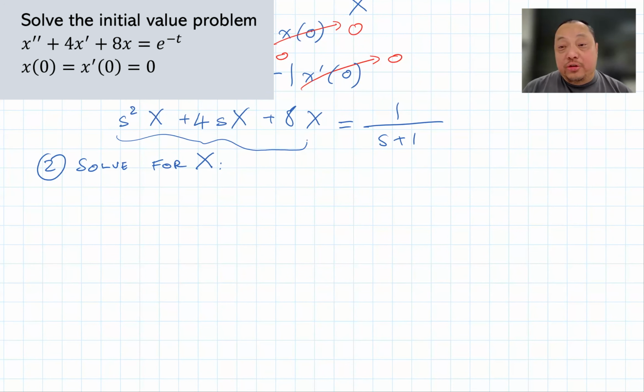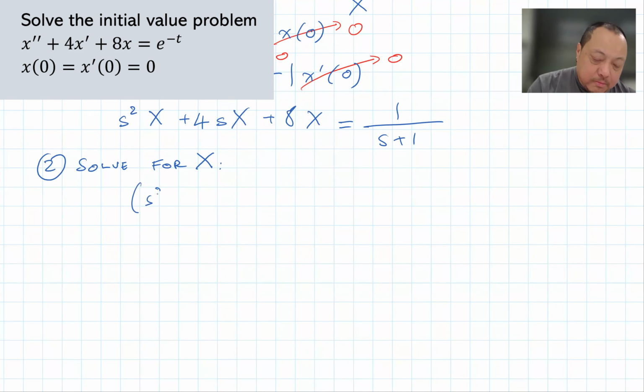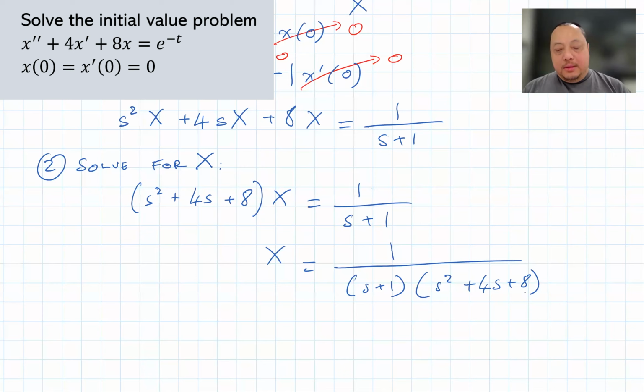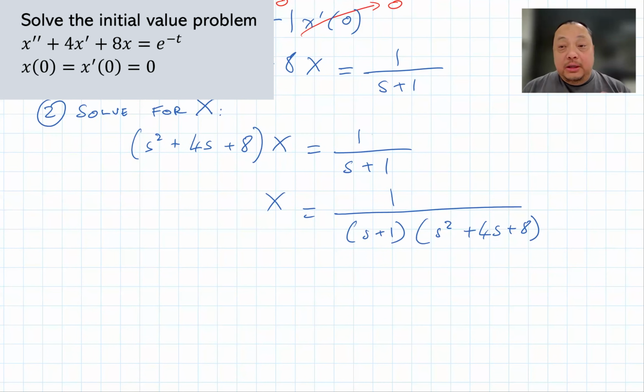Step 2, solve for X. This is a linear equation in X. I can factor out the X. And therefore, X is equal to... All right, in differential equations, just like in calculus, when you have things that are factored, you can leave them as is, unless you have a compelling reason to multiply them out. Otherwise, don't.